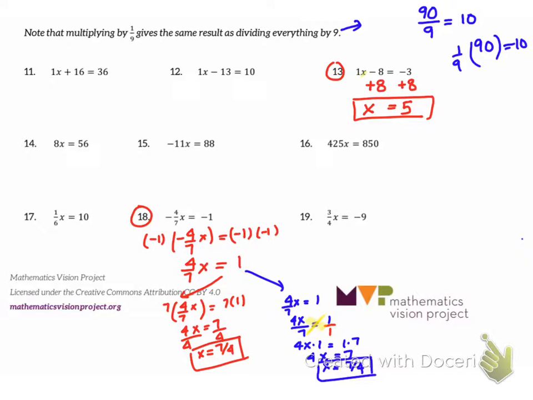Let me solve another question. Let's do question number 14. That's a very easy one. You just divide both sides by 8. 8x is 16. You divide both sides by 8, and you get x is 2. That's your answer.